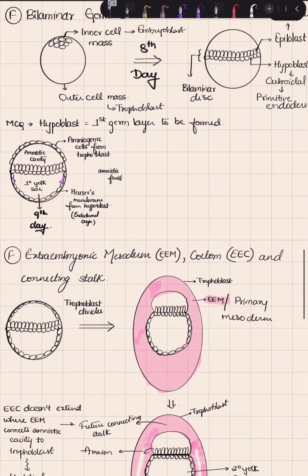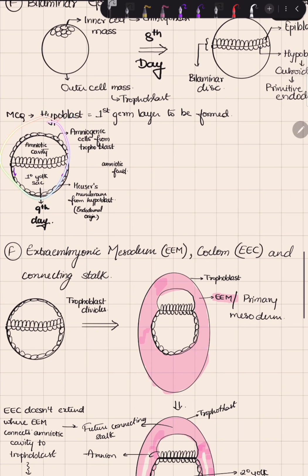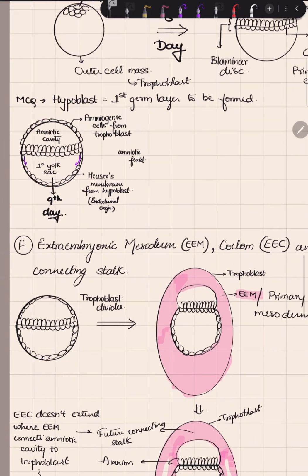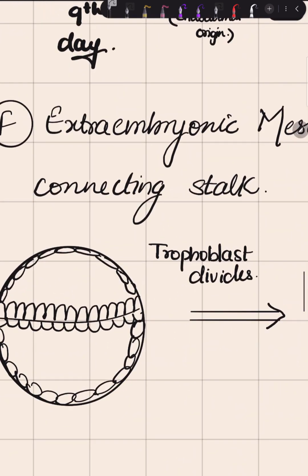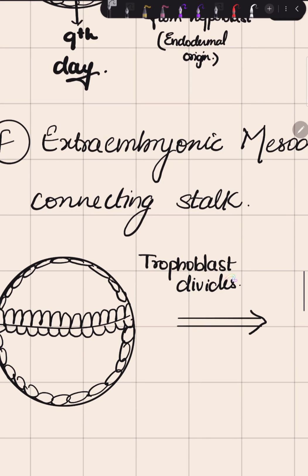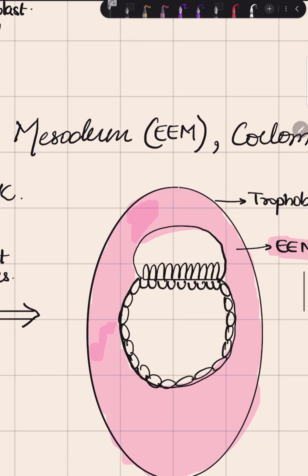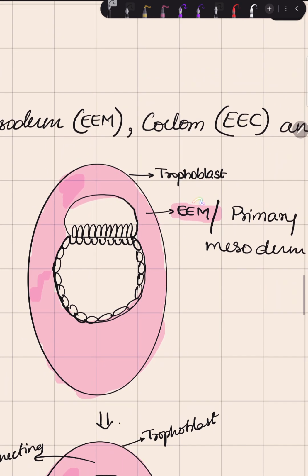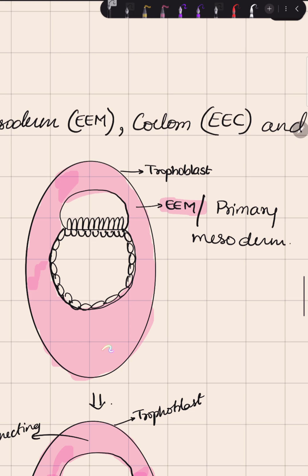Coming to the formation of the extraembryonic mesoderm, the extraembryonic coelom, and the connecting stalk. What we drew over here is the same structure. You can see this outer black lining is basically the trophoblast. The trophoblast then proliferates inward to form the extraembryonic mesoderm. This entire thing is the extraembryonic mesoderm. It is also called primary mesoderm because this is the first mesoderm formed.